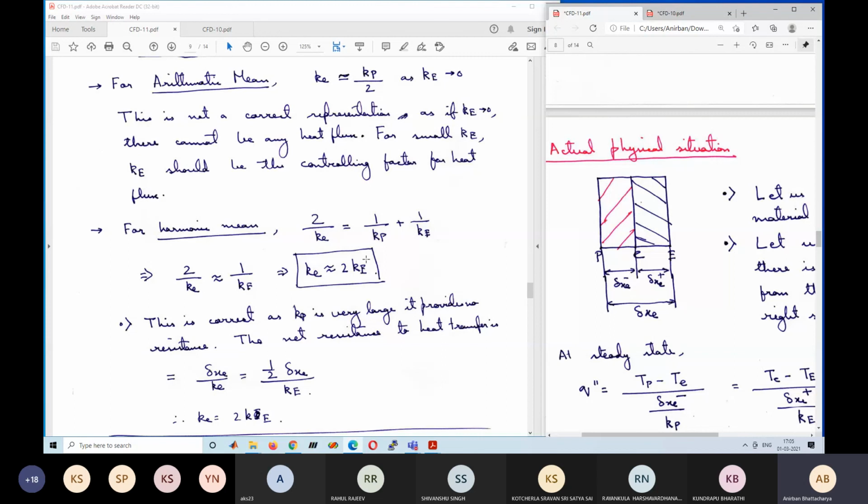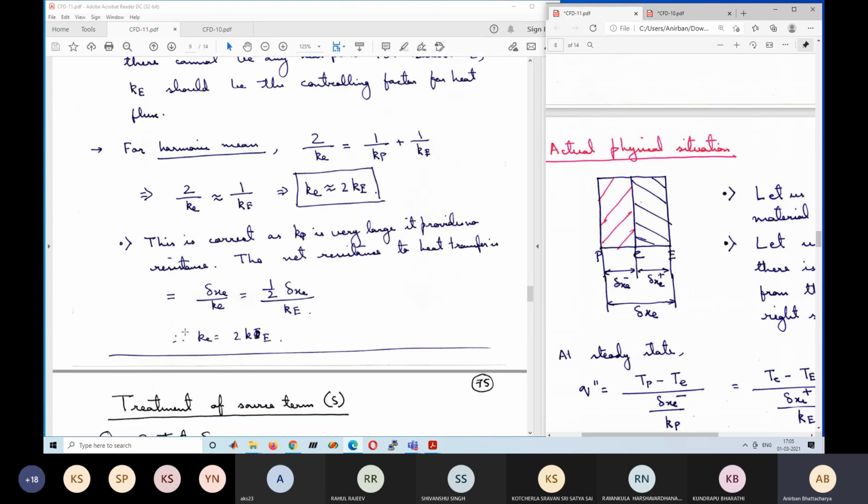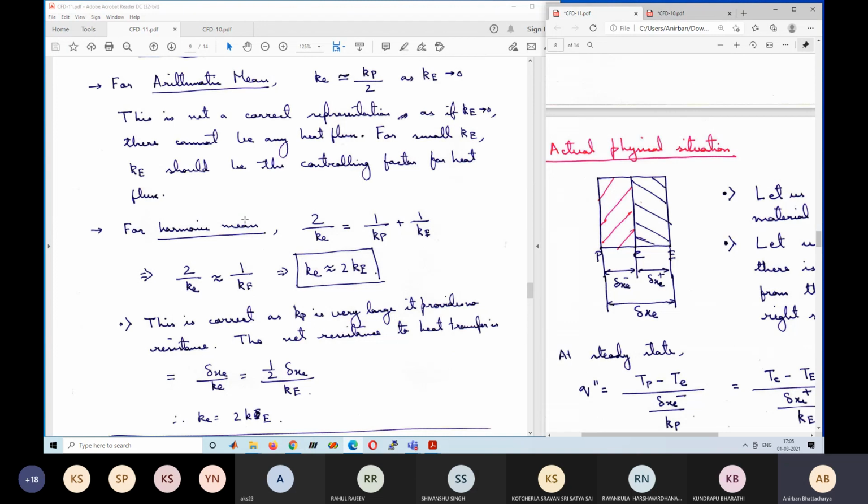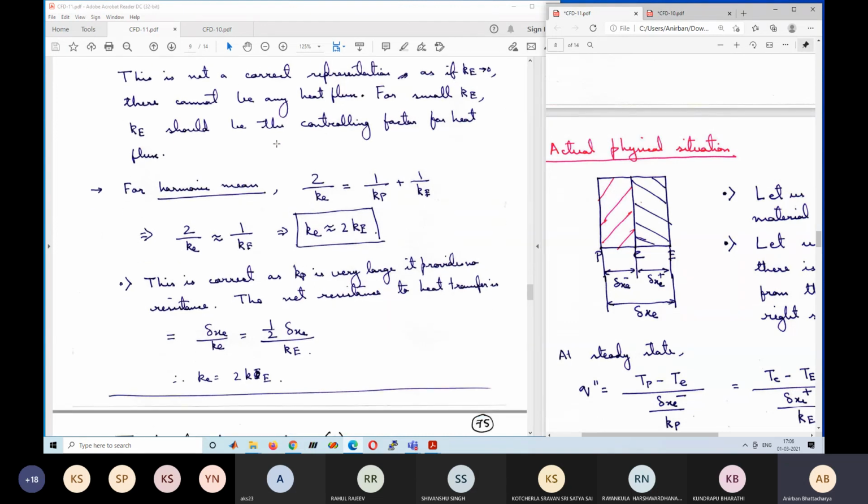So if Ke is very small, the conductivity of, say, wood or insulating material is very small, and the equivalent conductivity is also very small. So this is giving us the correct type of variation in a composite material. This is correct as Kp is very large, it provides no resistance. We know that Kp should not provide any resistance. Resistance will come from the insulating material. So for this example, we can see clearly that the harmonic mean is the better approximation and the arithmetic mean is actually failing in this case.